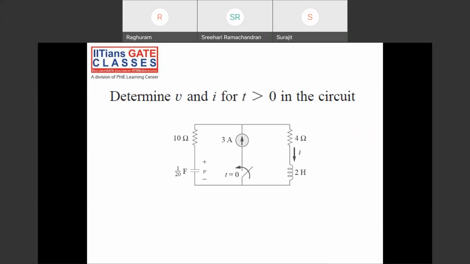So at t equal to 0 minus, what is the circuit? The switch is open. So initially, the inductor and capacitor are not charged.